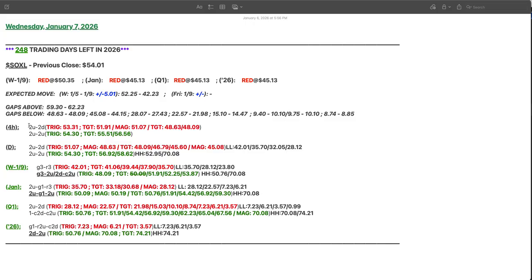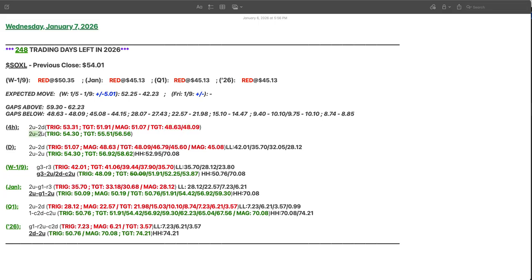Now, from a 4 hour perspective, if we go to the downside, we run the risk of running that 2 up, 2 down, triggering at 53.31 with the magnitude of 51.07. Again, we are in an uptrend, so I wanted to provide a reasonable bounce point. If we do bounce intraday, I would think that we would bounce around that 51.91 level. If we don't, then we reach the magnitude of this 2 up, 2 down at 51.07, which then triggers those combo 2 up, combo 2 downs, with magnitudes or targets of 48.63 and 48.09.